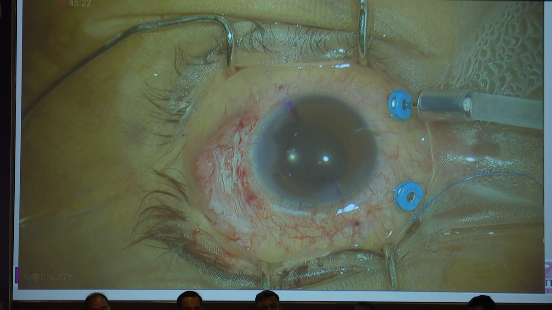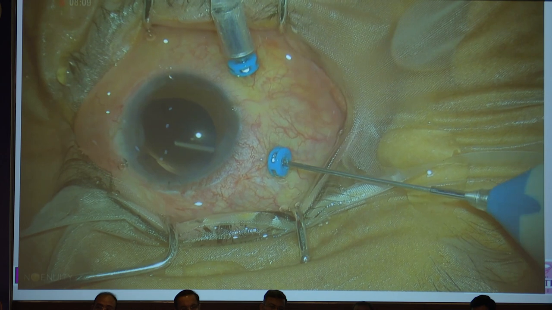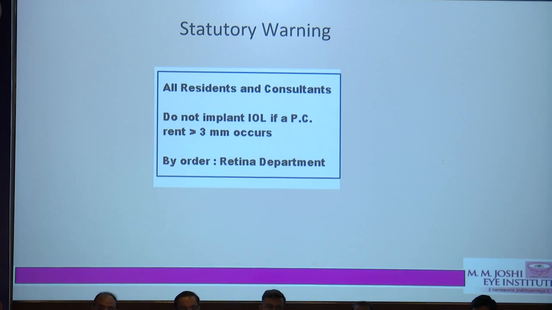Although it has a little bit of a learning curve, I'm definitely sure that if I am able to do this, then you all will be able to do it much better than me, being anterior segment surgeons, and I hope you'll do it. Statutory warning, we have put it up in our department, courtesy Dr. A.S. Guruprasad sir. He is very particular about it. He says, do not implant an IOL if a PC rent of more than 3 mm occurs. So this is the warning they have put up. I just copied it from our department.